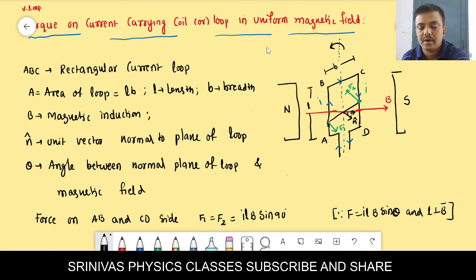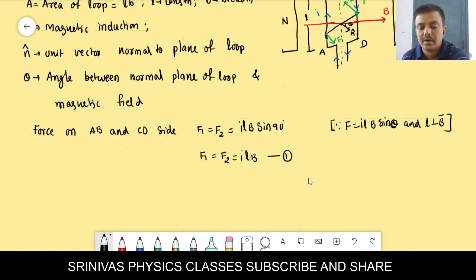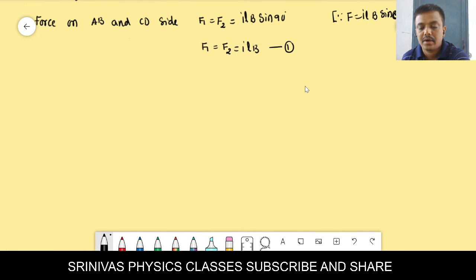Right? And here, the rotating force is called the torque. Equal and opposite forces constitute the torque. Equal and opposite forces produce the torque.